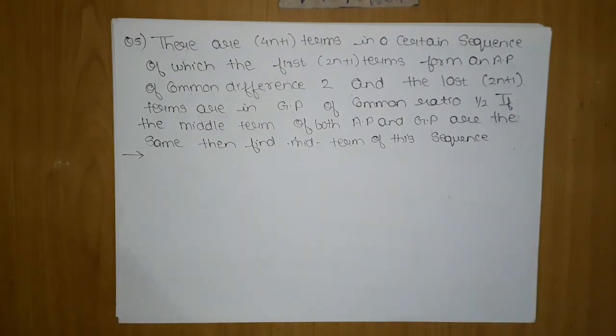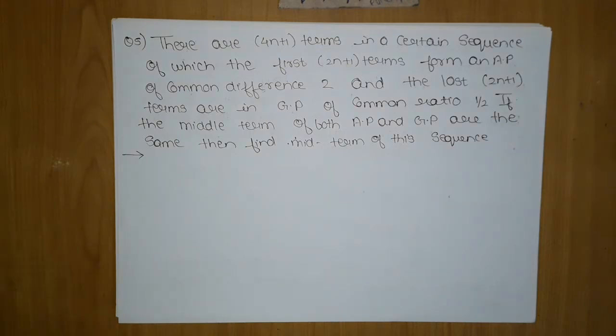It says there are 4n plus 1 terms in a certain sequence, of which the first 2n plus 1 terms form an AP of common difference 2, and the last 2n plus 1 terms are in GP of common ratio 1/2. If the middle term of both AP and GP are the same, then find the middle term of the sequence. Now they are telling you to find the middle term.